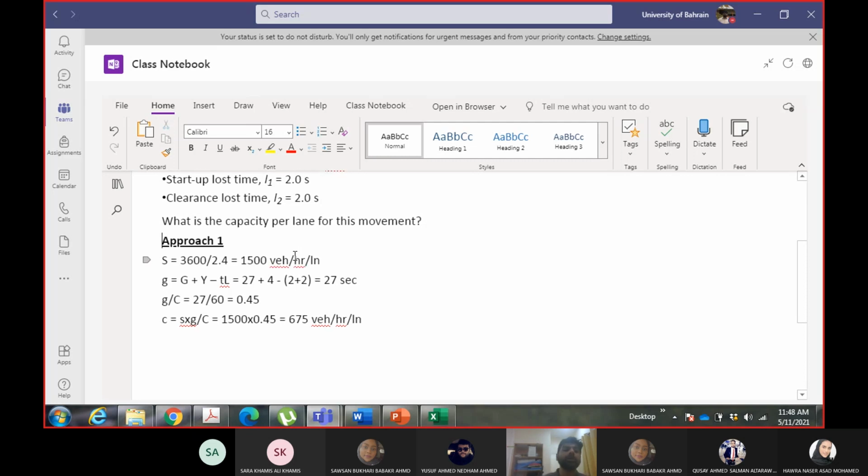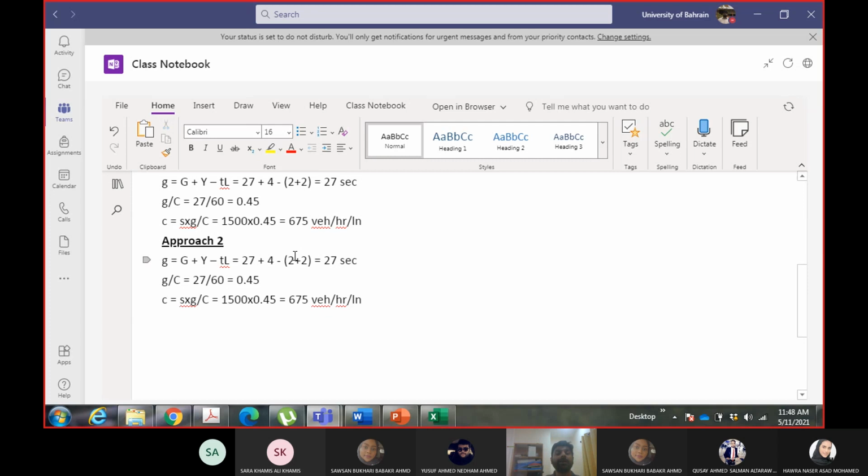Now I will show you another approach for the same problem. I will call it approach 2. I don't need saturation flow rate for this one. I need effective green time, which I have calculated. Now I will calculate total effective green time in the hour. I have 27 seconds of green time in 1 cycle.